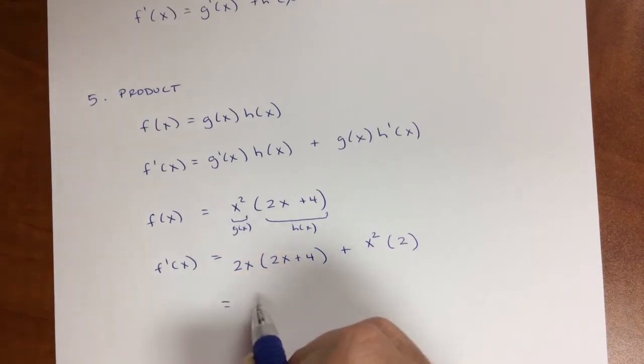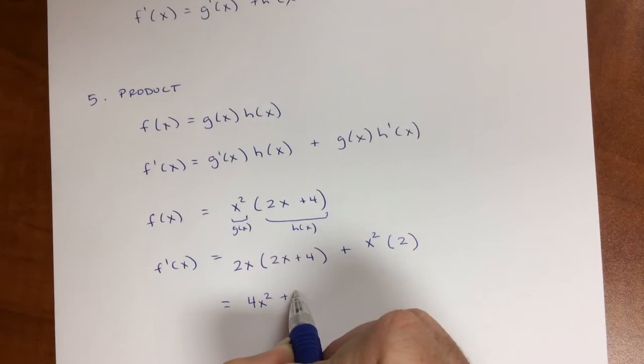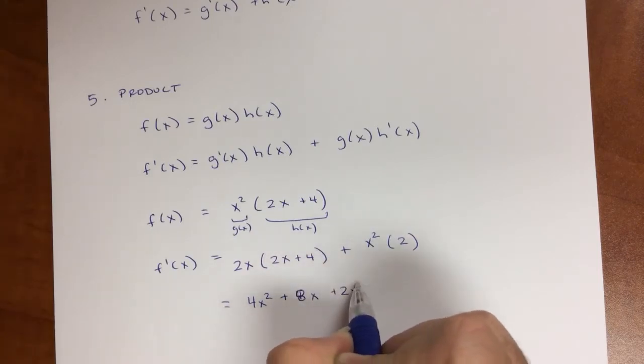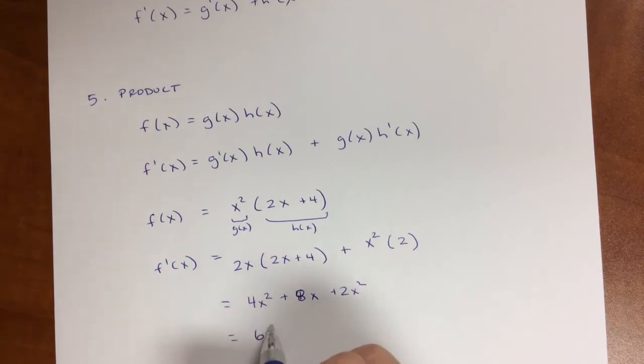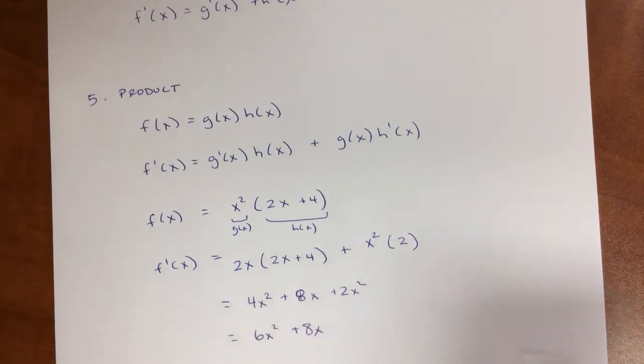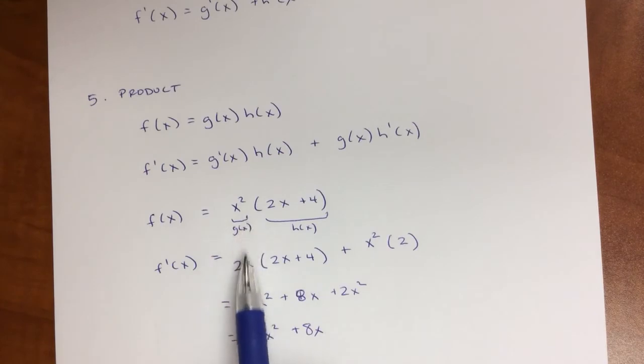Now I can write it out to have it be 4x squared plus 8x plus 2x squared in combined terms and get 6x squared plus 8x. And that's fine. But the key here is we can just write it like this, and that's the derivative.